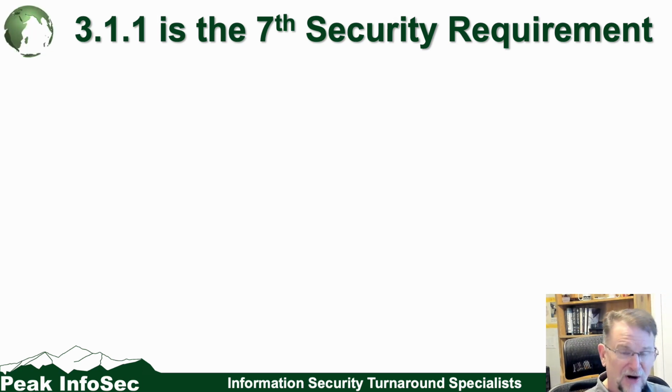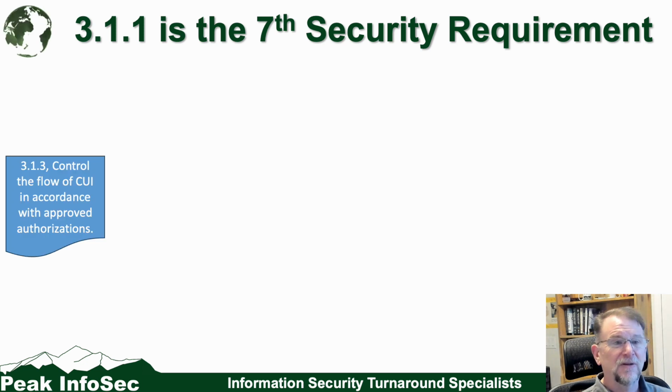So let's start with a shocker. While 311 is the first requirement in 800-171, it's actually the 7th-ish, and we'll talk about the ish. When it comes down to it, your very first thing you need to do is to control the flow of CUI. This is a whole bunch of very high-level design decisions. How are you going to architect? How are you going to flow?